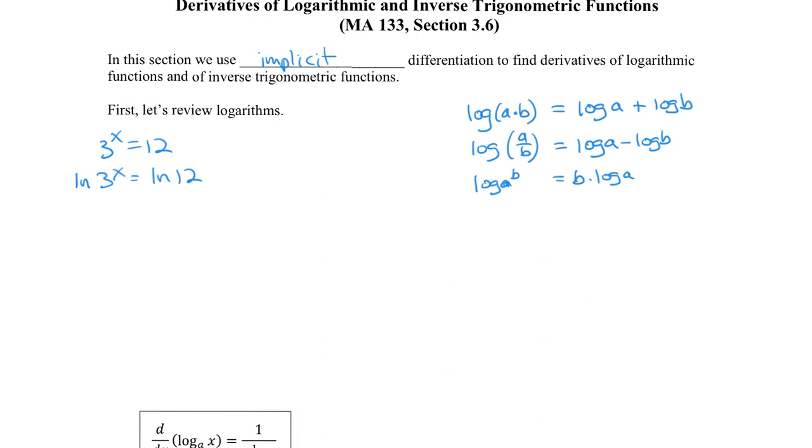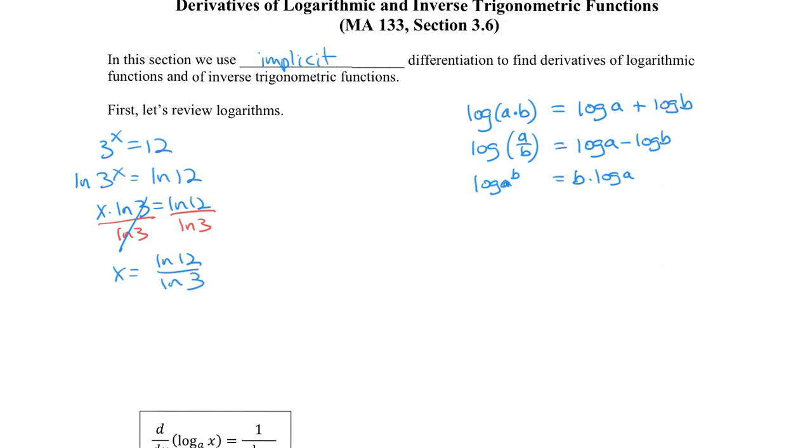But from here, now what we can do is take this x down front because of this rule. So then we have x times the natural log of 3 equals the natural log of 12. And of course, if we want to get x by itself, we just divide each side by the natural log of 3. And so we get x equals natural log of 12 divided by natural log of 3. Now we can't do any weird cancellations here. We just have to punch this in the calculator, natural log of 12 divided by natural log of 3.